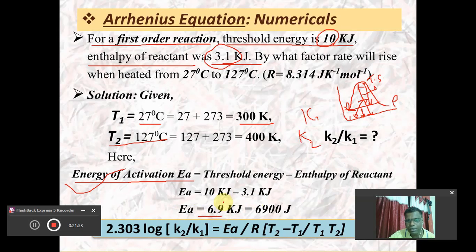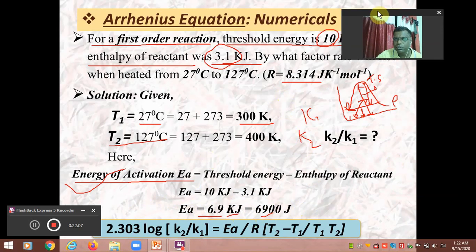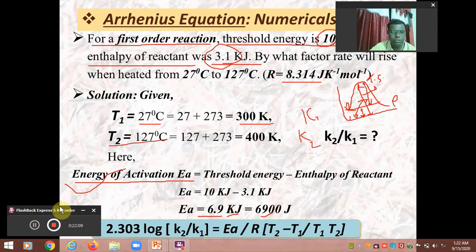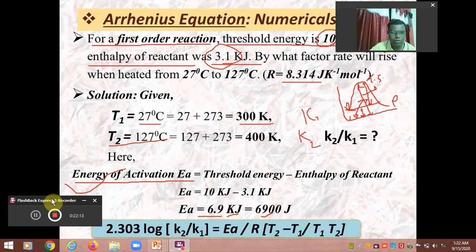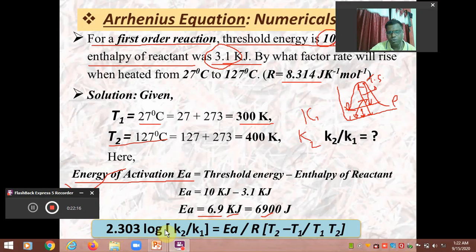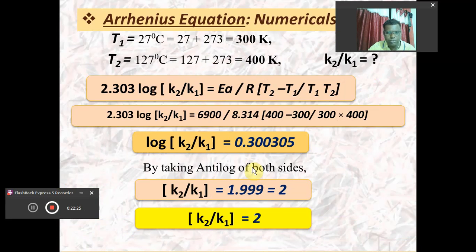But again remember that this is in kilojoule, so it should be converted into joule, which is equal to 6900 joule, because whenever you put the value of R, that is always in joule per Kelvin. And by putting all these values in this Arrhenius equation, 2.303 log to the base 10 of K2 upon K1 is equal to E upon R into T2 minus T1 upon T1 into T2, you will get the answer simply.